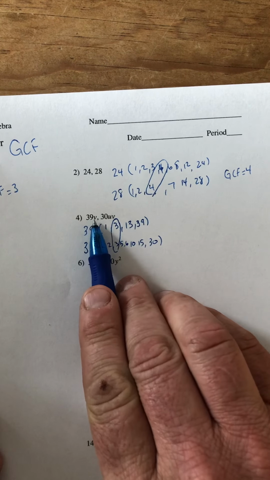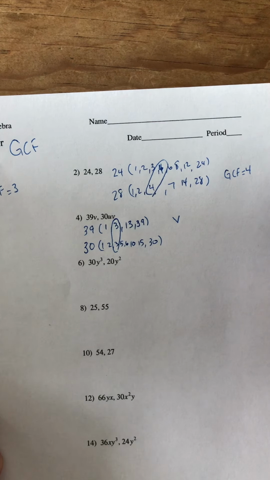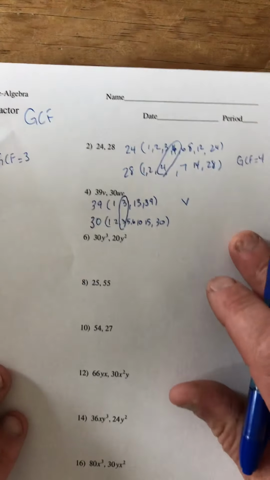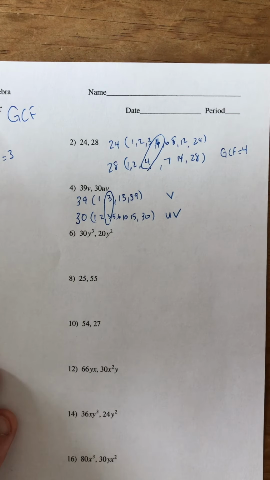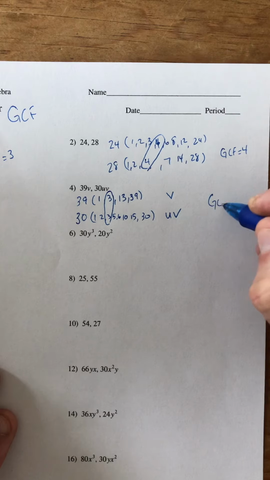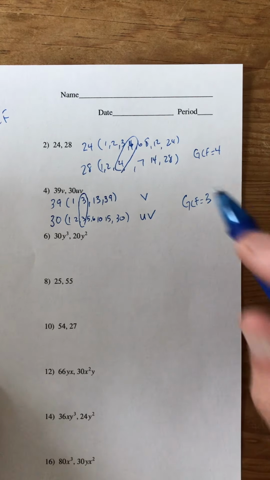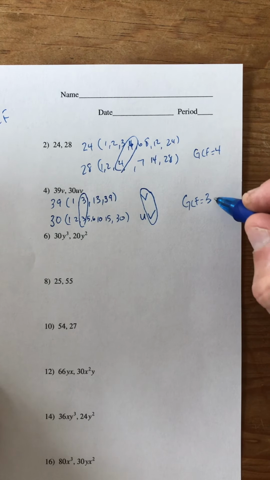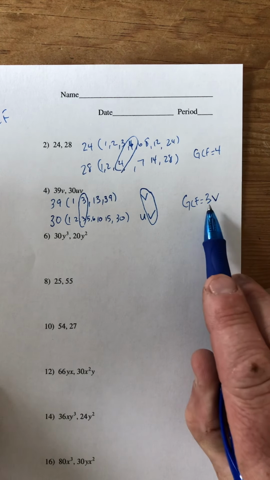But if you look here, the 39 has a variable of v with it. And the 30 has a u and a v. So now you've got to ask yourself, what do they have in common? Well, you know the GCF has the number 3 in common. But they also have something else in common. They don't both have the letter u, but they both have the letter v, so they share that letter v. So our greatest common factor is going to be 3v.